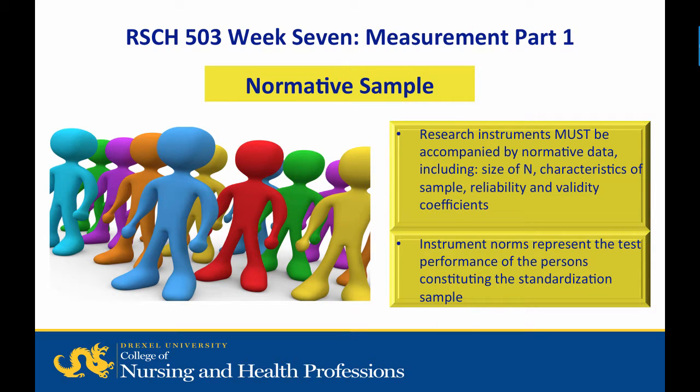Again, recall that a statement of the normative sample must accompany research instruments. This statement needs to include the sample size, or capital letter N, characteristics of the sample, and the reliability and validity coefficients obtained. Instrument norms represent the test performance of the persons constituting the standardization sample. Instruments may be used with samples similar to the characteristics of the normative sample. They may not be used on samples with different characteristics.